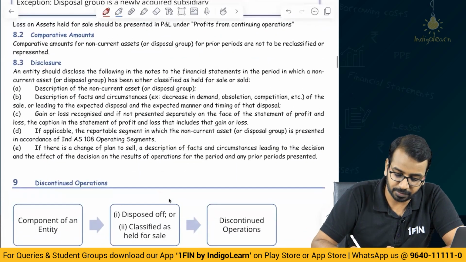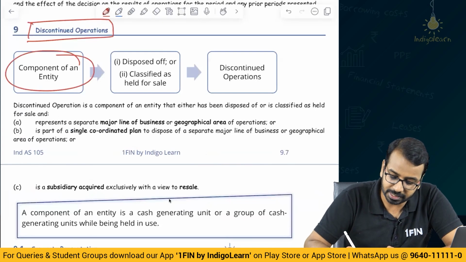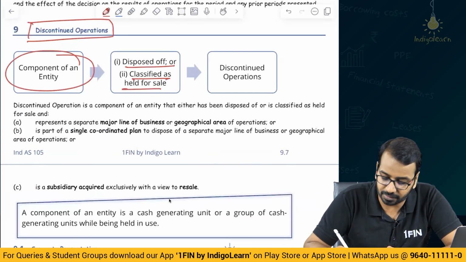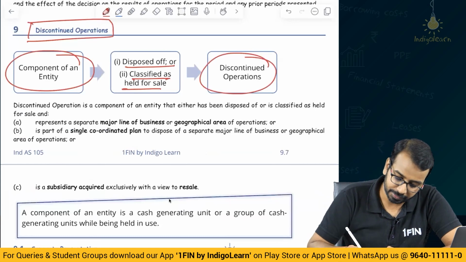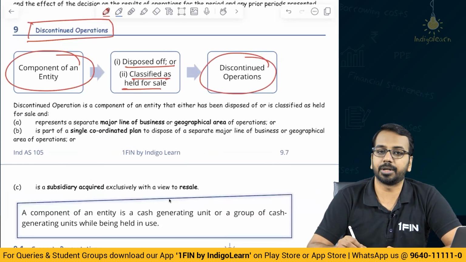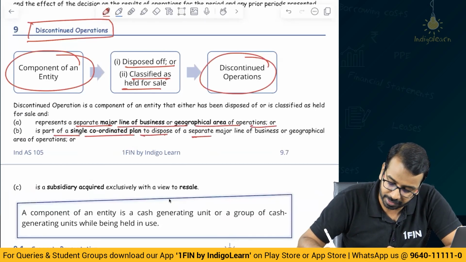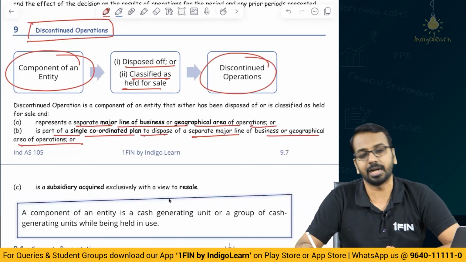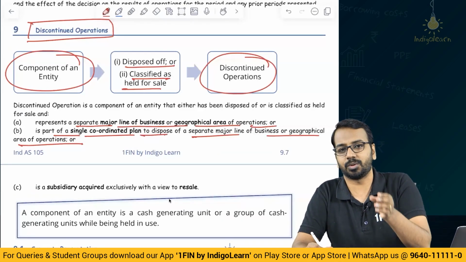Then we have another aspect which is discontinued operation. Discontinued operation is a component of an entity which is either disposed of or is classified as held for sale. This is called to be a discontinued operation. So, this discontinued operation which is a component has to represent a major line of business or geographical area of operation and is a part of single coordinated plan to dispose of a separate major line of business or geographic area of operation. Now, this is more of a disclosures part of IndAS 105.